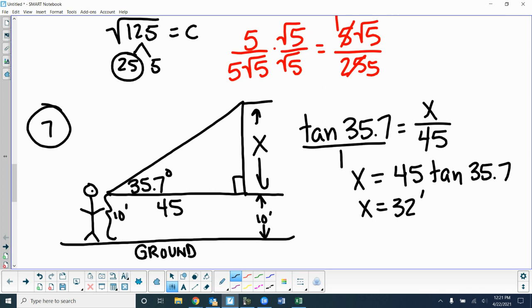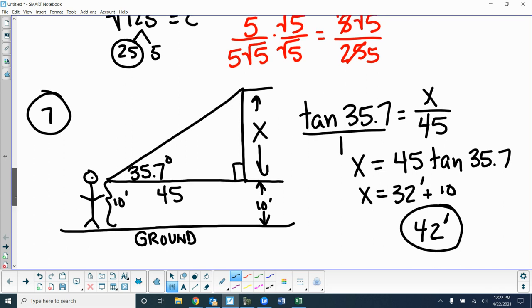But again, we've got to remember what? Add the 10, right? So our answer is 42 feet. The building's 42 feet high. Questions on that?